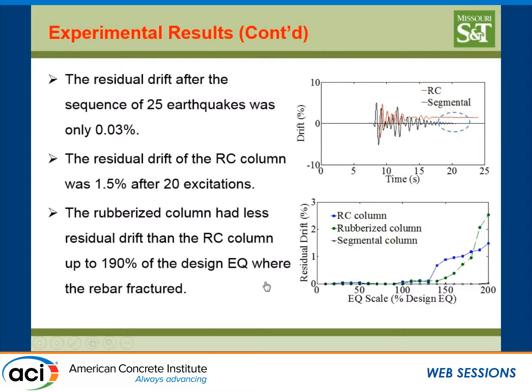Over here for the segmental you almost get nothing. After 25 earthquakes, you can look at this as foreshock and aftershock earthquakes, we only have a residual displacement of 0.03%, which is almost nothing. For the reinforced concrete one, we get 1.5% after only 20 earthquake excitations. As you heard in previous presentations, typically after the Kobe earthquake, they demolished most of the columns that have residual displacement of more than 1%. If this is the case, this one would probably be demolished, versus this one would probably be repaired.